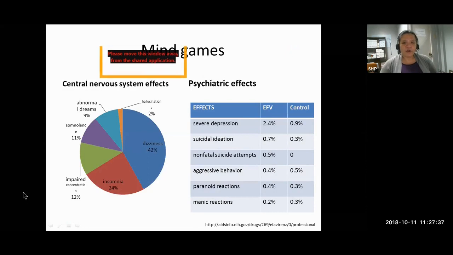Okay, so exploring more the side effects of efavirenz, here we see that these on the pie on the left often are what they call short-term side effects. So let's look at the psychiatric effects on the right. So here we see severe depression, suicide ideation, suicide attempts, aggressive behavior, paranoid reactions, and manic reactions. So yan yung mga you need to elicit from your patients if they are at risk.